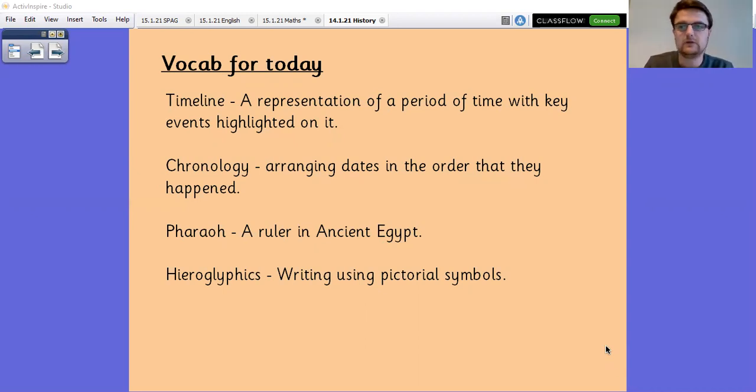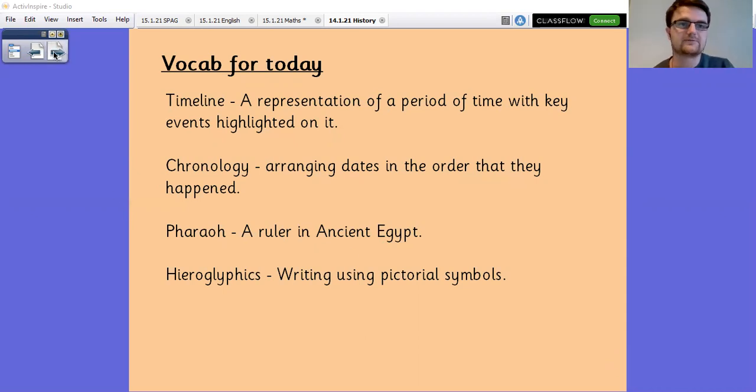A pharaoh is a ruler in ancient Egypt. A ruler is someone who rules, not something to use to measure things. And hieroglyphics means writing using pictorial systems. There are a few civilizations that did do that, but ancient Egypt is the most famous one.